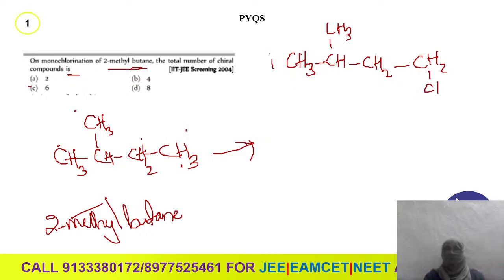So I got 1 compound here. What do you think, is it a chiral compound? No, there is no chiral carbon here, right? A chiral carbon means a carbon attached to 4 different groups, and this is not a chiral compound. They're asking how many chiral compounds are possible if you attach chlorine anywhere. So I'll attach chlorine to all carbons and see how many chiral carbons I get. Secondly, I'm attaching chlorine here.